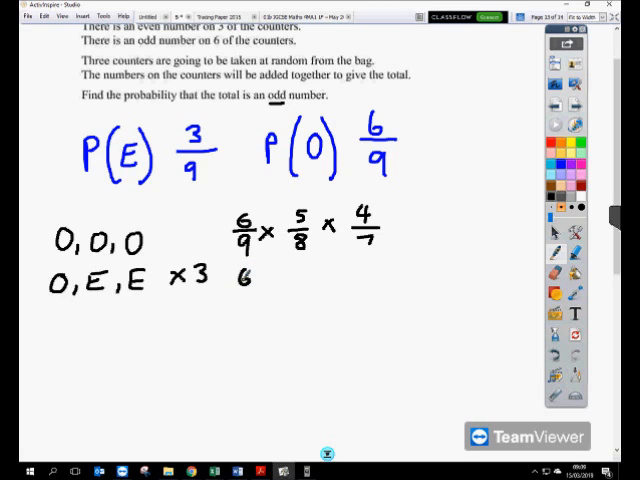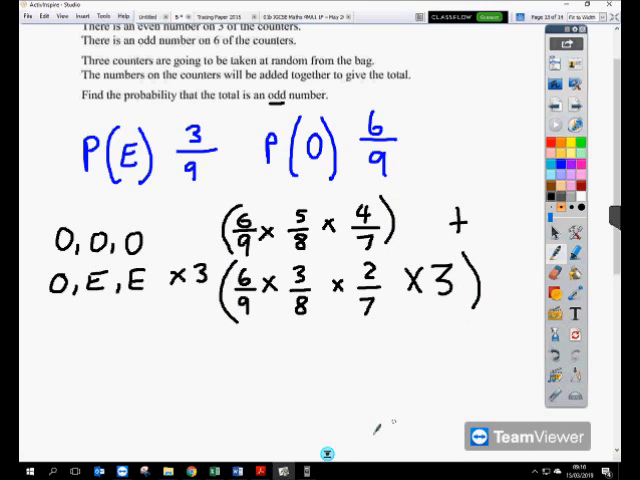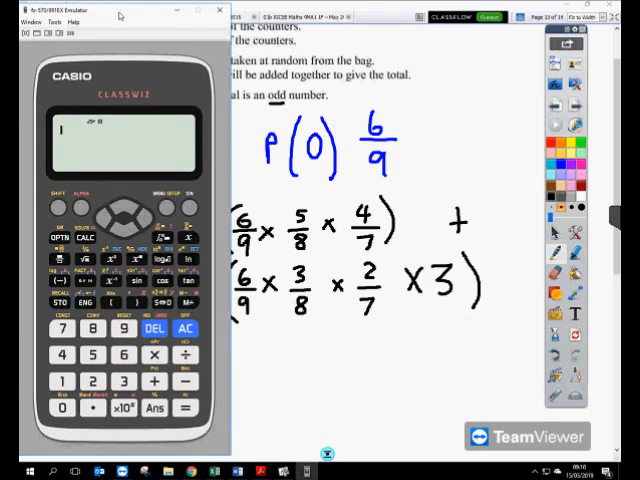So we go back to odd. There's 6 out of 9 that are odd. And now we're looking at even. So even, there's 3, but there'll only be 8 in the bag. And next time round, if we're looking at even, there'll only be 2 even left, but 7 in the bag. But this can happen in 3 different ways, so we times it by 3. So it's this answer here plus this answer here, and this is the most efficient, quickest way of working this one out.